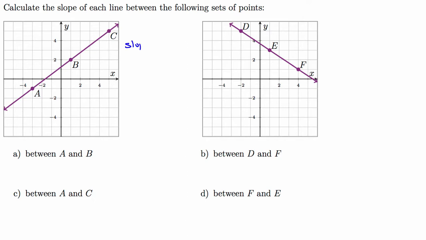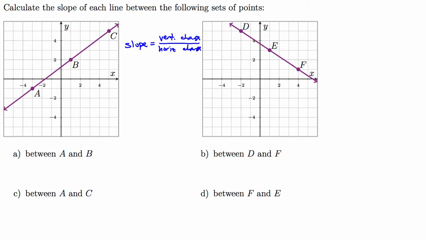what the slope is. The slope is a ratio. It's a fraction that describes how much vertical change compared to how much horizontal change there is between any 2 points on the line. So some people will write the slope is the vertical change over the horizontal change.